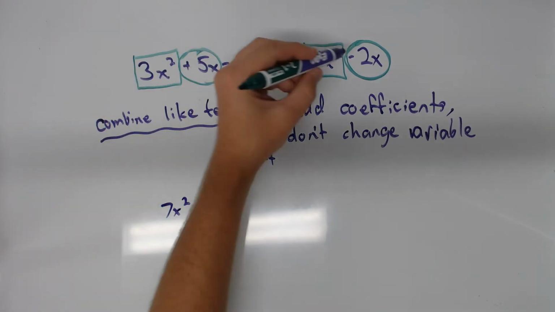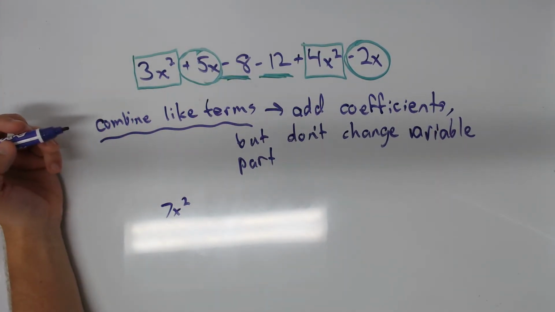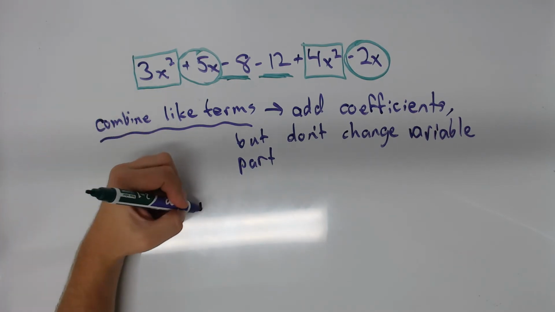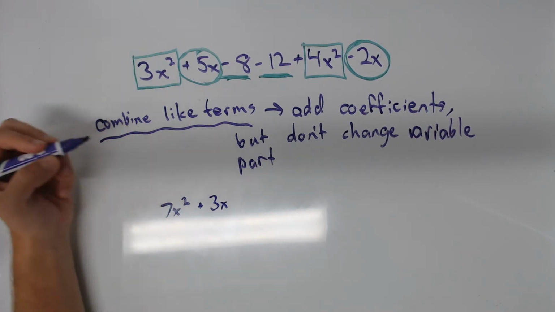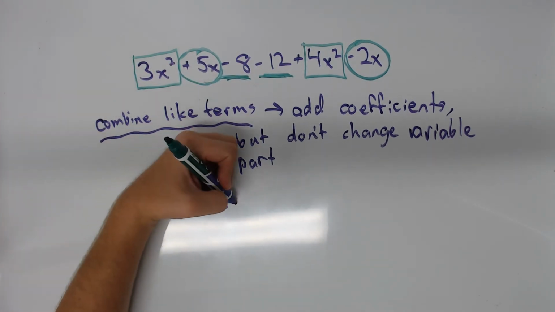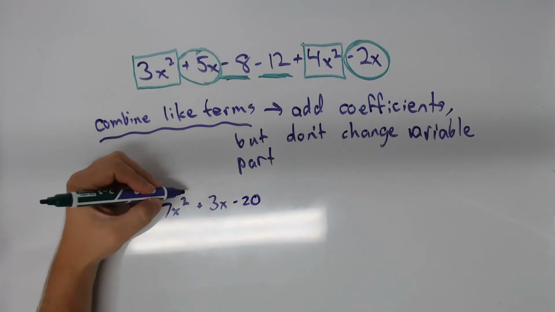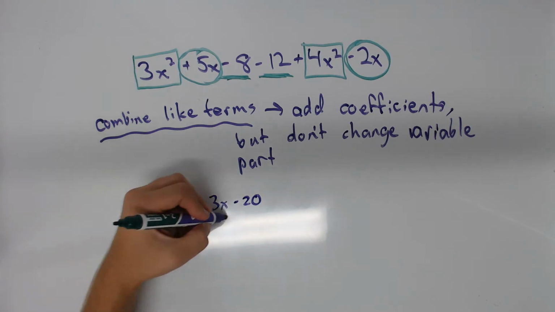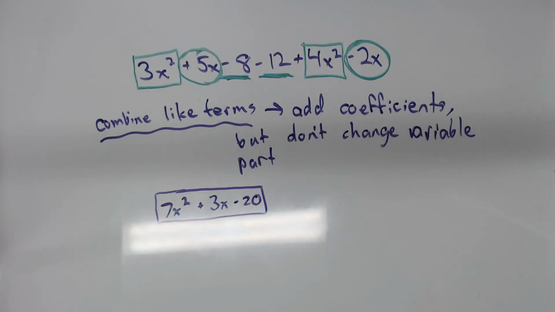I've got a 5x and a minus 2x. 5 plus minus 2, or 5 minus 2, is 3. So that's just 3x. Again, the variable didn't change. And then minus 8 and minus 12 makes minus 20. And that would be my simplified expression. I will be doing a little more of that later, but just hopefully a refresher for you.